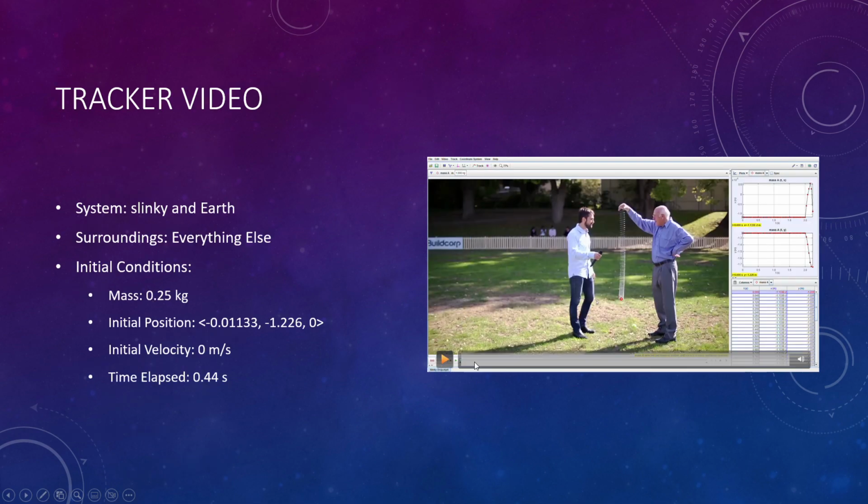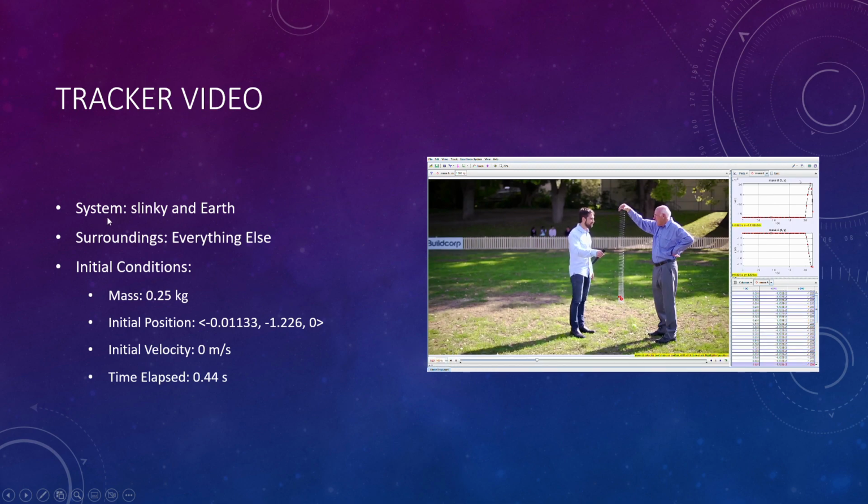Moving on, we have our Tracker video right here, and this is me plotting starting from the bottom of the spring, just plotting as it fell. If I say spring, I really mean Slinky. I just keep mixing the two. The system was Slinky and Earth, and the surroundings was everything else. The initial conditions that we also obtained from Tracker: mass was 0.25 grams, and the initial position is negative 0.01133 in the x direction and negative 1.226 in the y direction. The velocity as it starts from rest is 0 meters per second, and the time elapsed for the Slinky to fall when released was 0.44 seconds.